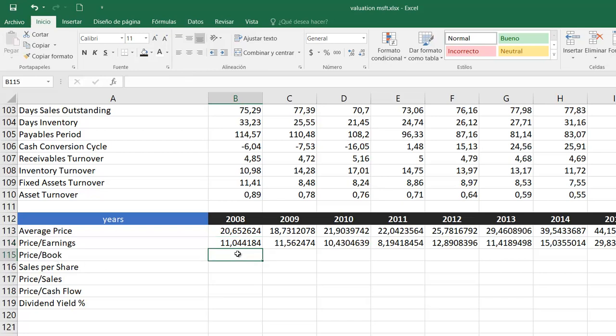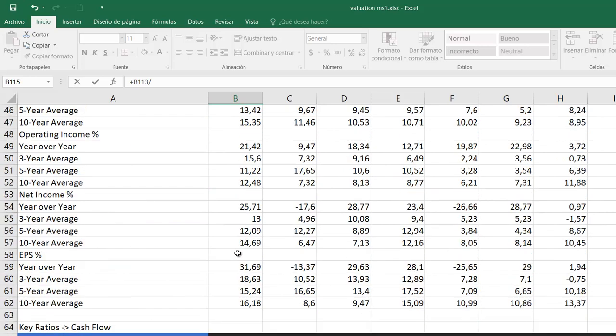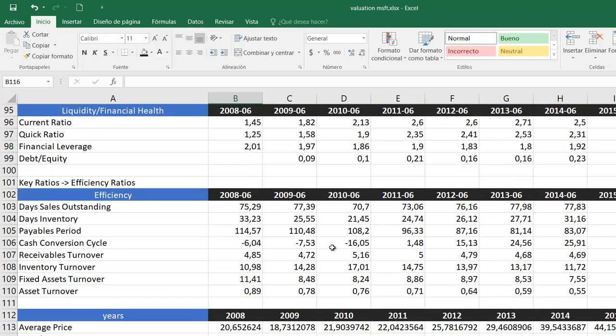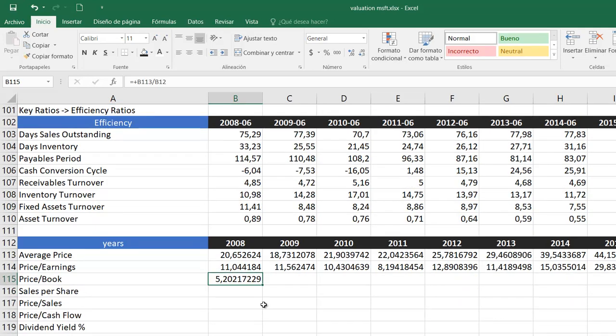Then there is the price to book, which is the relationship between the price the market is paying divided by the book value of each share. For that, we select the price divided by the value per share, which is right here at the beginning. Book value per share is the net equity divided by the number of outstanding shares. It's right here, this one. So it says 5 times. So the market is valuing the stock 5 times more than the accounting information does.